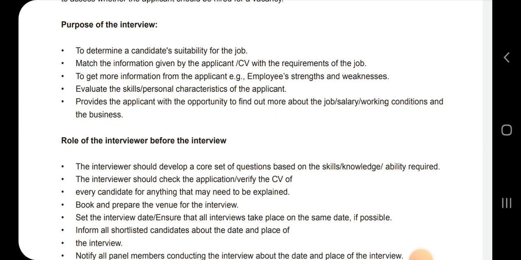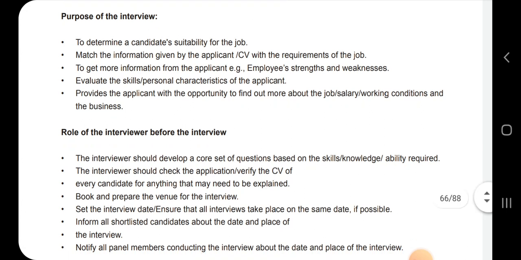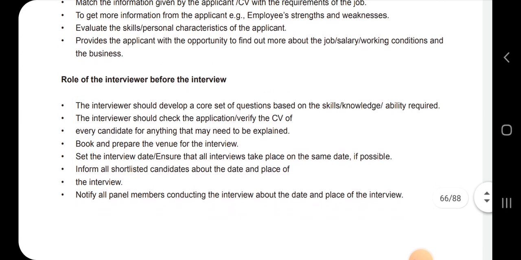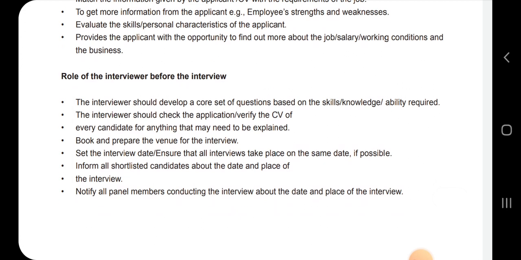That's the purpose: to provide the applicant with the opportunity to find out more about the job, because even when you're in an interview, you will be asked if you have any questions. So that is providing the applicant with the opportunity to find out more about the job, the salary, working conditions, and the business. So the role of the interviewer: the interviewer is the person who is interviewing the person who has come for interview.